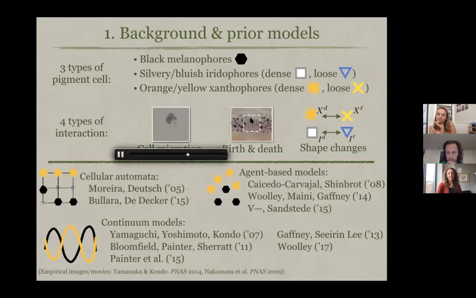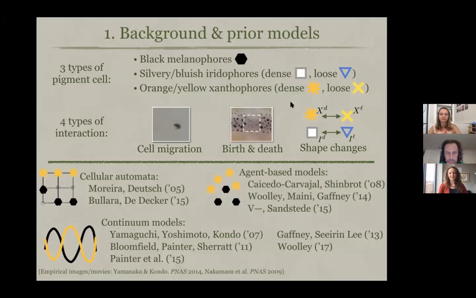And then these cells can interact in 4 main ways in the fish skin. The first is that they can just move. So you see this movie here of black and yellow cells repelling and attracting each other on the fish skin. They can also be born and they can compete with each other and kill each other off. And then the last thing they can do, in very specific ways, is change their type. So an orange cell can adopt instead a yellow type, and a silver cell can adopt a blue type. And when you do that, you're kind of adopting a new set of rules of behavior.